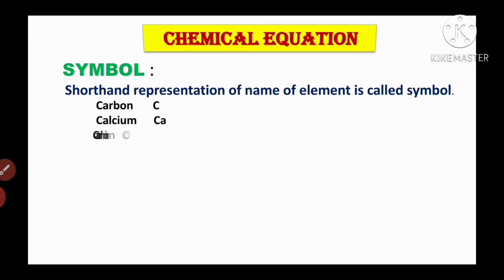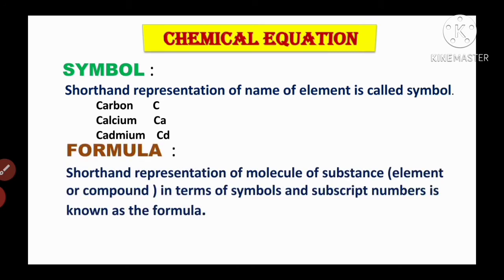So here, what are the symbols? For example, you observe C. Capital C represents the element carbon, and capital C small a is the symbol for calcium, and Cd, capital C small d, is the symbol for cadmium. So here these are the symbols.